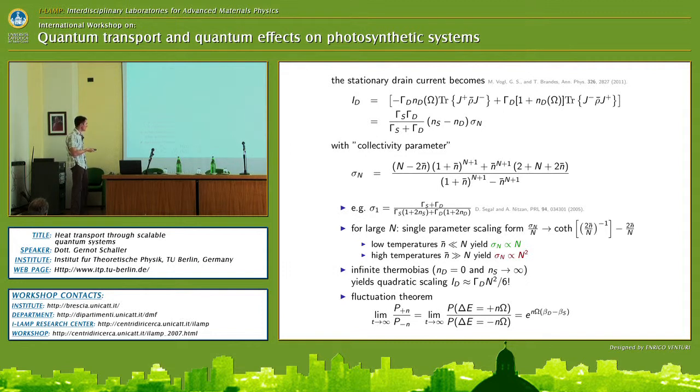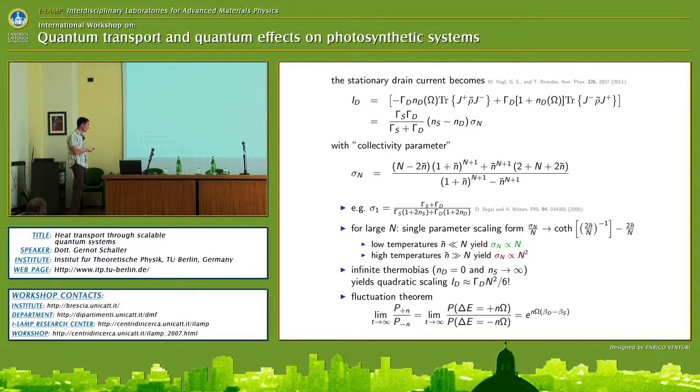So if the baths are at high temperatures, you get an anomalous scaling of this factor here. That means that the stationary current is not proportional to the number of atoms n, but n squared. So we have somehow transferred this Dicke effect to some stationary regime, which is quite interesting on its own. For example, you can make it explicit if you look at this infinite thermobias regime, right? But it's not only specific to that regime.